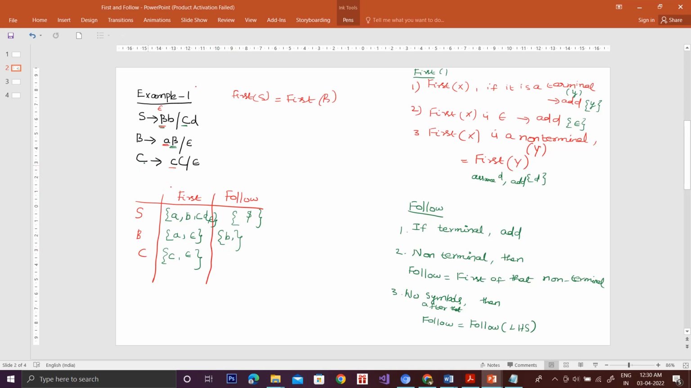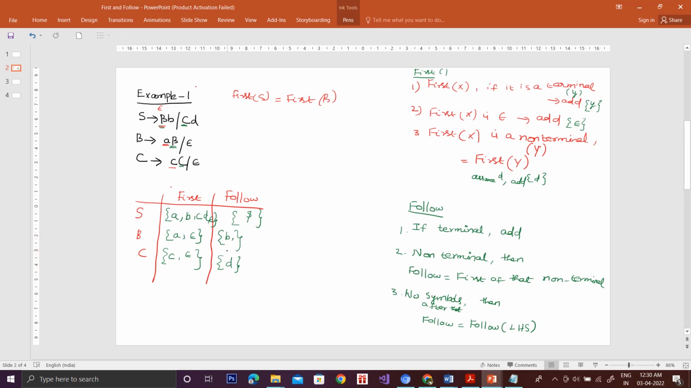Similarly, we have to find follow of C. So we have to check for C. Here we have one capital C, as well as here also we have C. In this case follow of C is D, so you add D. And here follow of capital C is follow of capital C itself, because after that there is no symbol, so we are adding C, D alone.